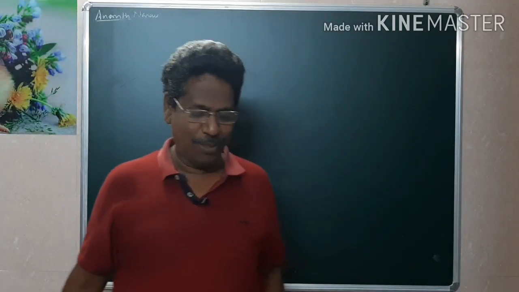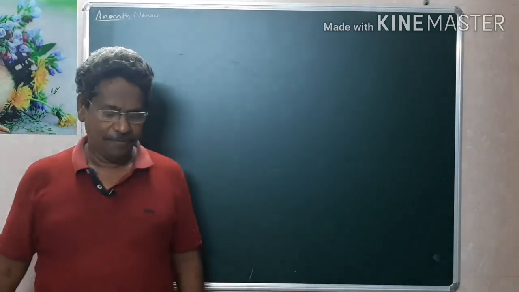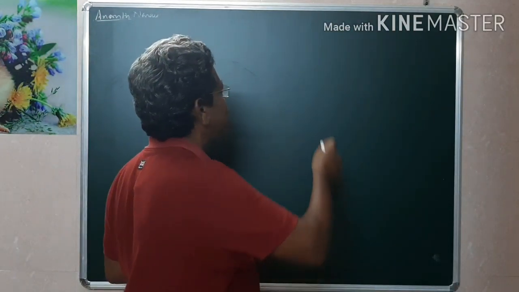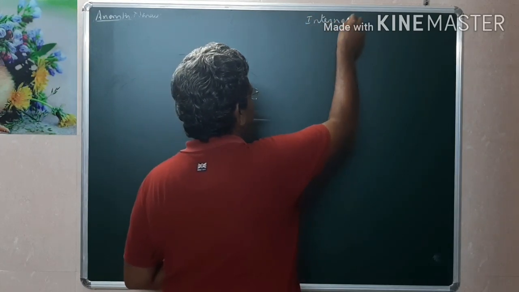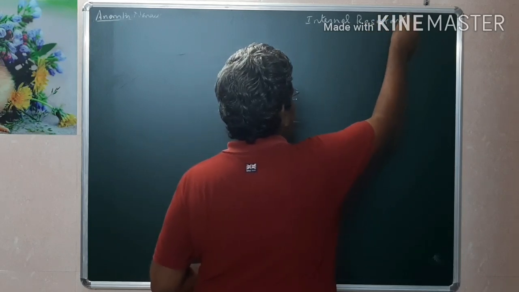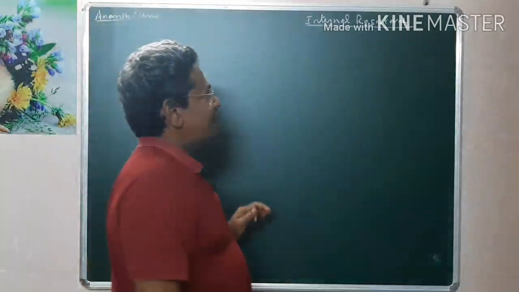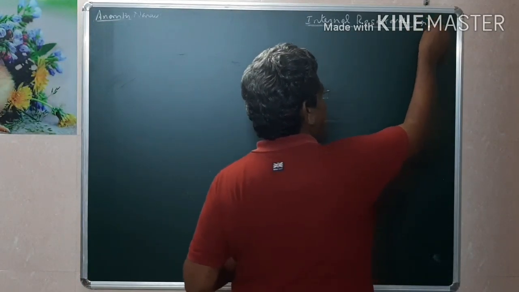Good evening to all. Today we will discuss the internal resistance of a cell, and let us derive an expression for the internal resistance of a cell. First let us discuss internal resistance. The word itself: it is not external, it is the internal resistance of a cell. And the internal resistance of a cell is represented by small r.